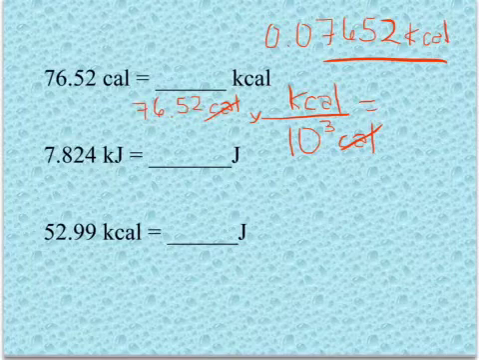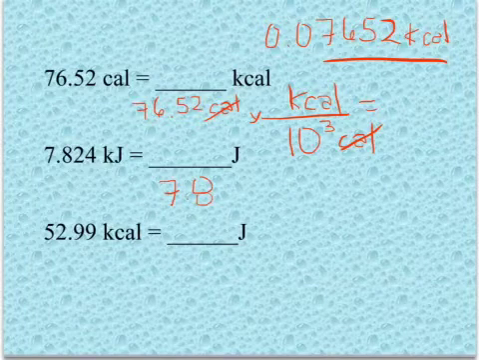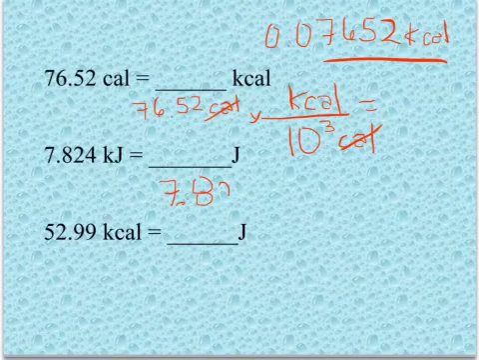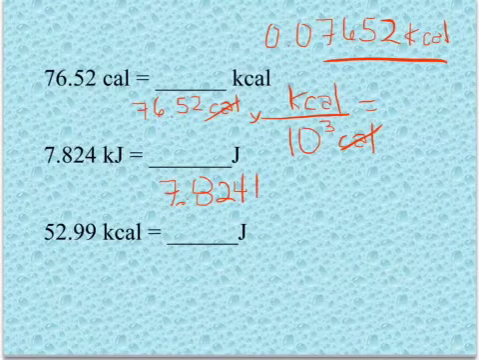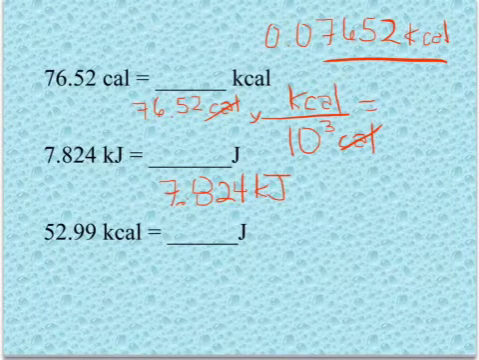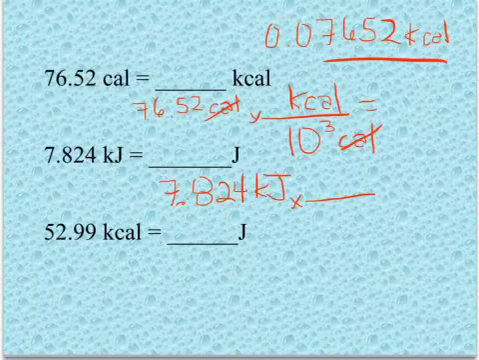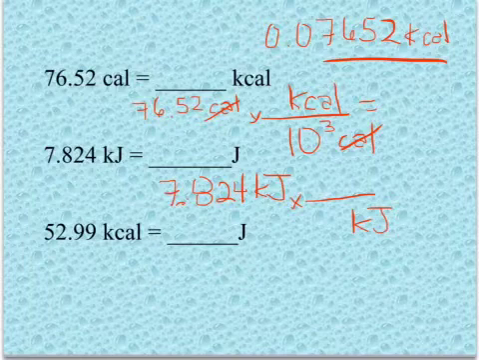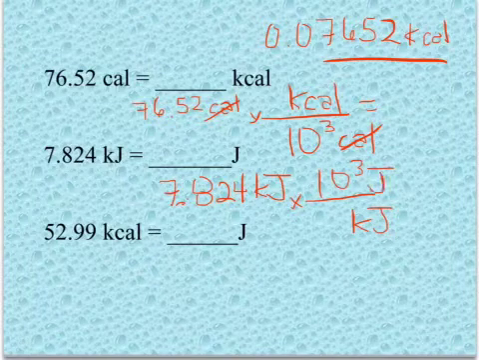For the next one, we're going to convert kilojoules to joules. So we'll start with the number 7.824 kilojoules. In doing that conversion, we want kilojoules to cancel, so we'll put that on the bottom, and then we'll put joules on the top. We know there's 1,000, or 10 to the third, joules in a kilojoule.